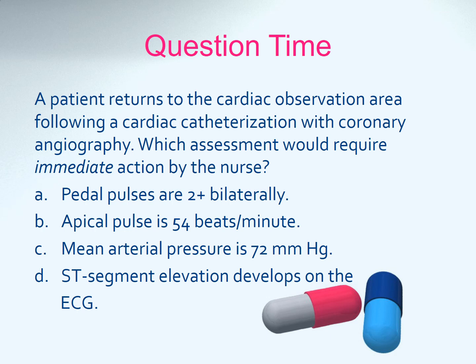The answer is D. ST segment elevation on an EKG indicates myocardial ischemia or injury with partial or total occlusion of the coronary artery. This assessment finding requires immediate action, and actions would include assessment for chest pain, 12-lead EKG, administration of nitroglycerin or morphine, notification of the healthcare provider. If you look at all of the rest, all of those are good signs, not bad signs. ST segment elevation is never a good sign.